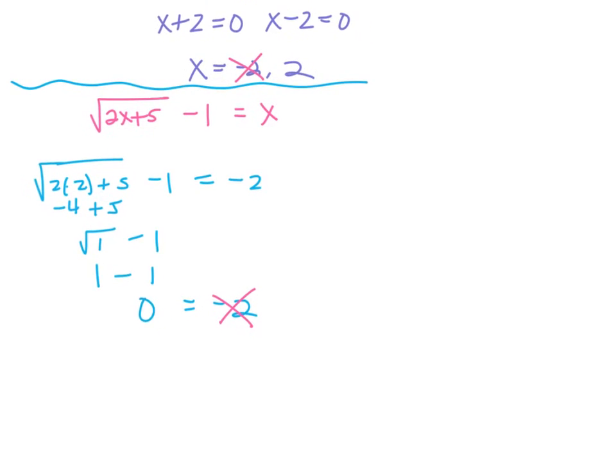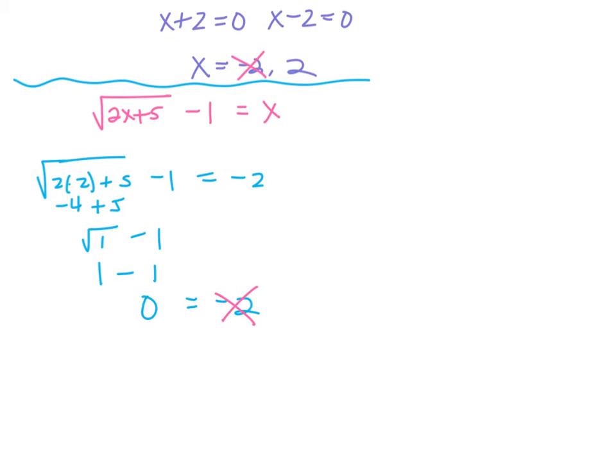So I know negative 2 is not an answer. That doesn't mean that 2 is automatically an answer. We do have to still plug that in and check that. So we do the square root of 2 times 2 plus 5 minus 1. We want to know if that equals, see what I did there? A 2. 2 times 2.